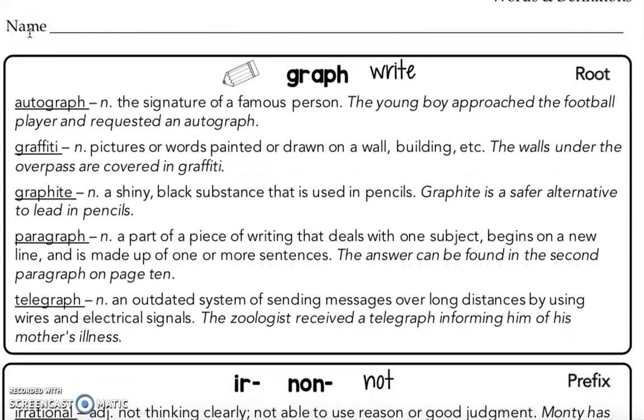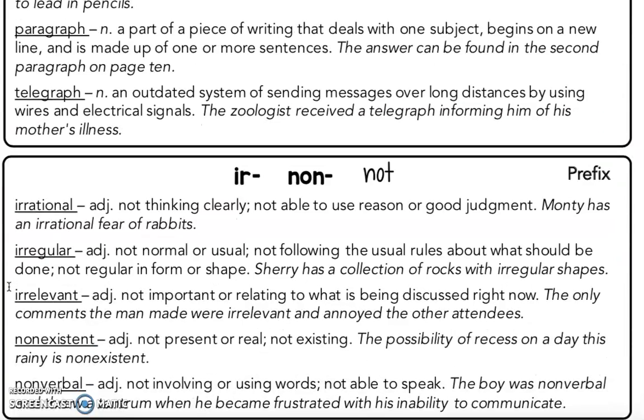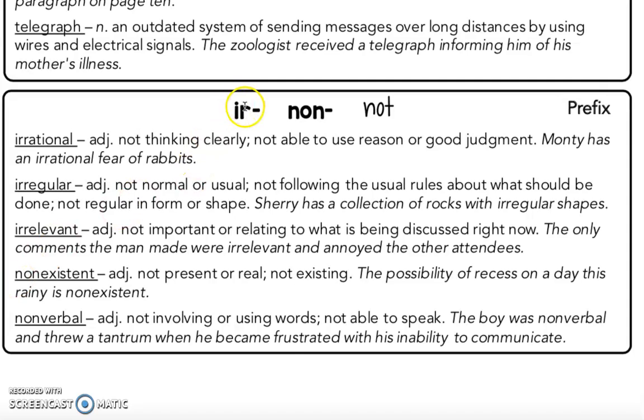Okay, you can see here that Unit 1, our root word was graph, which meant write. The words were autograph, graffiti, graphite, paragraph, and telegraph. We also had the prefixes ir and non, which both mean not. Those words were irrational, irregular, irrelevant, non-existent, and nonverbal. If you need to review these definitions, please go back to the Week 1 video to hear me read them.